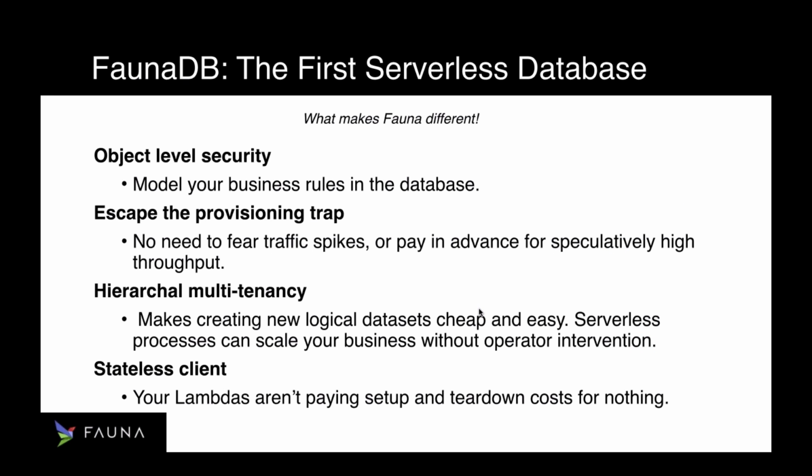So the next slide is really about what makes Fauna different. And this first point here, the object level security, is what we'll talk about in this talk because it's what you interact with as an application developer. It allows you to model your business rules in the database, and that goes hand in hand with the transactional support and the strong consistency, because as soon as you start putting your business rules in the database, you're going to ask it to not be eventually consistent, but rather to know which rules it's applying.